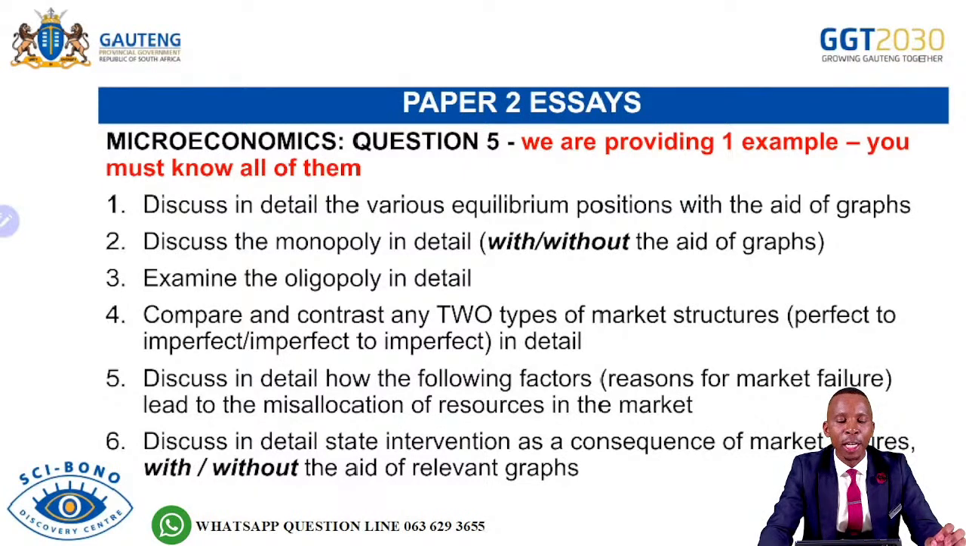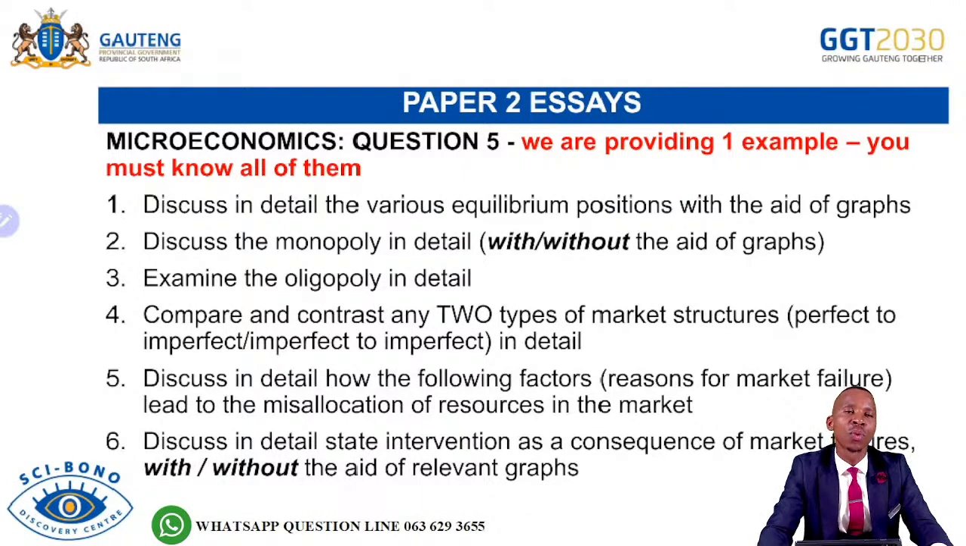You need to ensure that if you are strong in microeconomics, you do all of them and you get ready for the examination. If you are strong in economic issues, you do all of the essays for economic issues. Microeconomics, question 5, we are providing 1 example to you. You must know them all, like we said before. So the first one, discuss in detail various equilibrium positions with the aid of graphs under the perfect market.